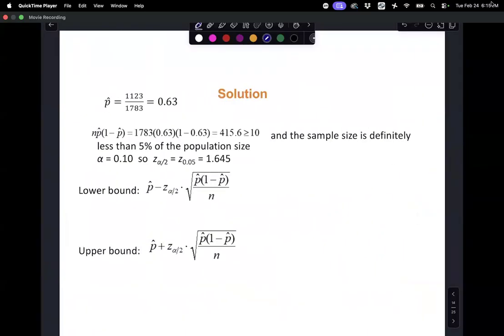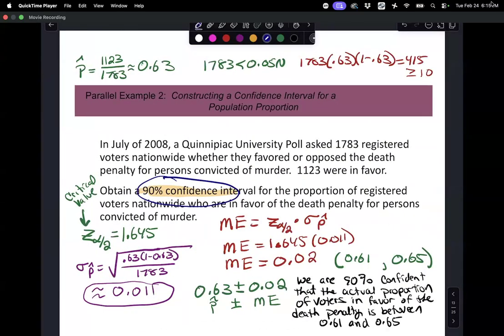I want you to try this in your calculator without me. I know there's a whole lot of stuff on the screen right now, but go ahead and try this one on your calculator without me. And I'm going to try it on my calculator without you. I know, so rude of me.